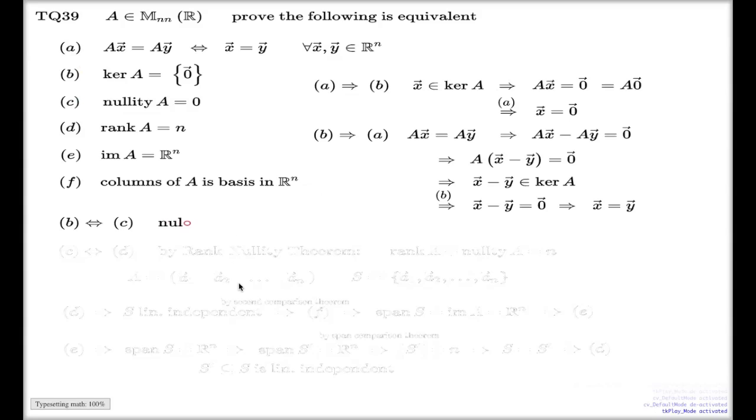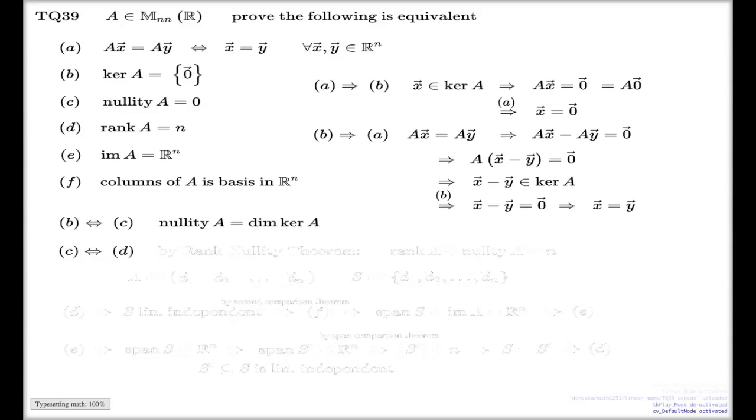by the observation that the nullity is simply the dimension of the kernel of the matrix. So if the kernel of the matrix is a zero subspace, the dimension of such subspace is zero, and vice versa. If the dimension of the subspace is zero, the only subspace with dimension zero is the zero subspace. That's why the equivalence between B and C can be argued by this simple reference to the definition of the nullity.